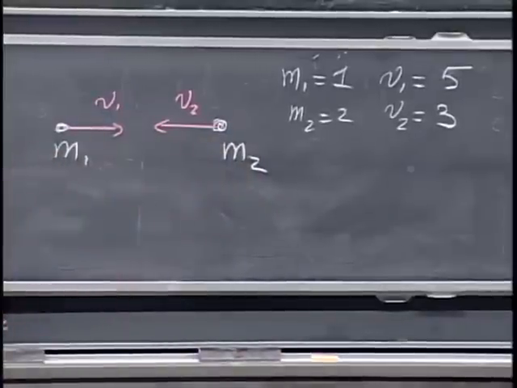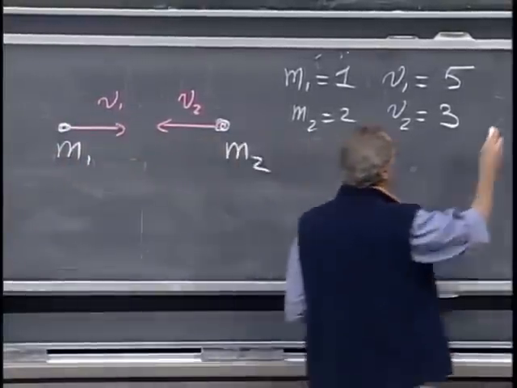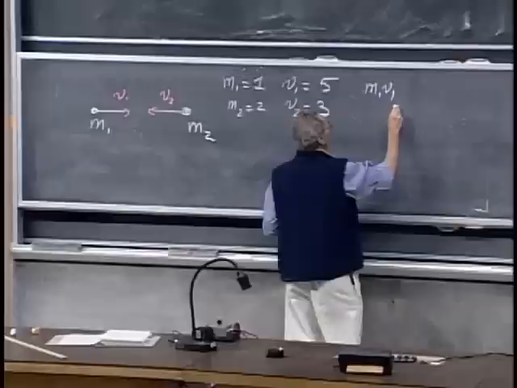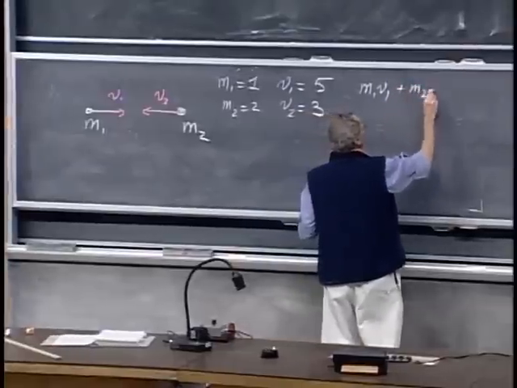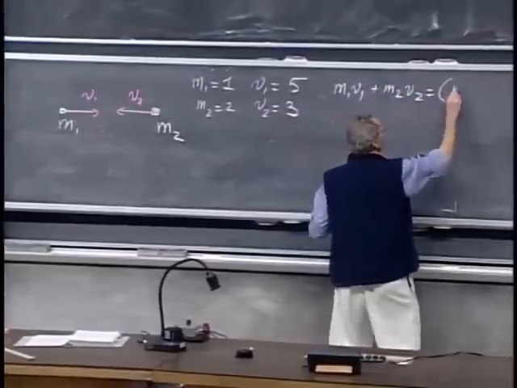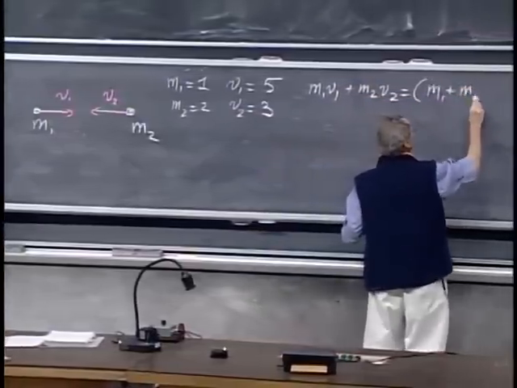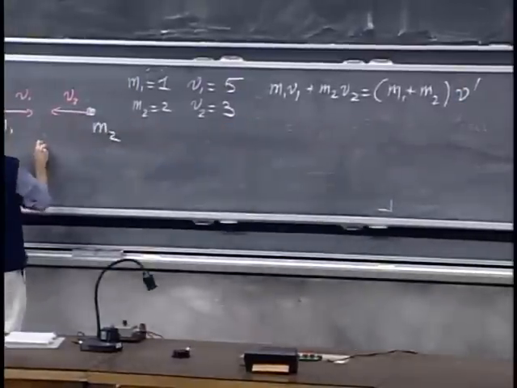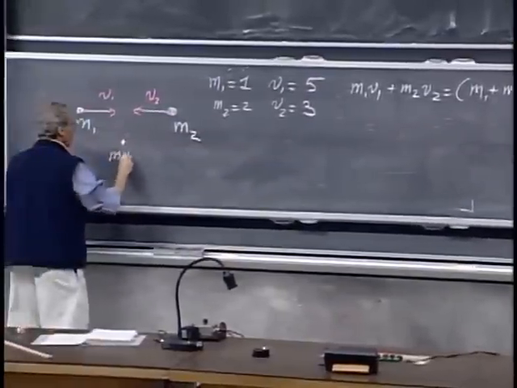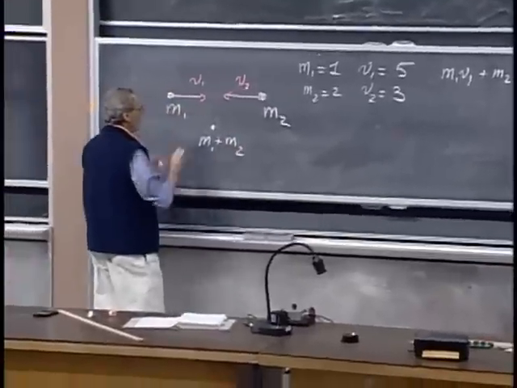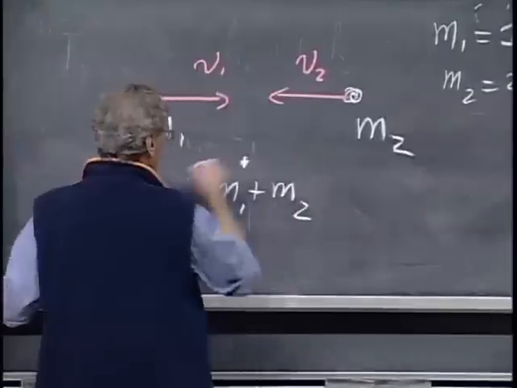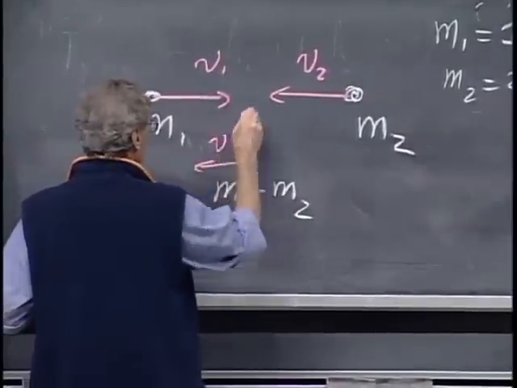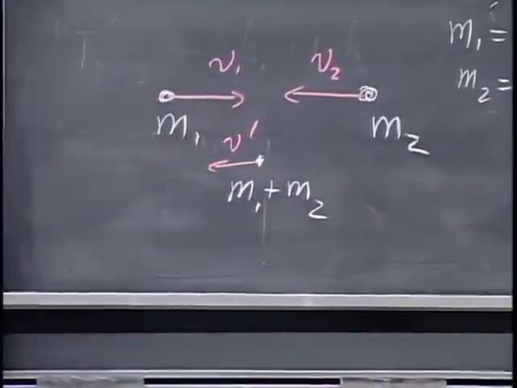Momentum is conserved, so I can write down that M1 times V1 plus M2 times V2 must be M1 plus M2, it is a completely inelastic collision, times V prime. They come together, they stick together, the total mass is going to be M1 plus M2, and they're going to fly either in this direction or in this direction, but whatever it is, I call it V prime. It's after the collision.